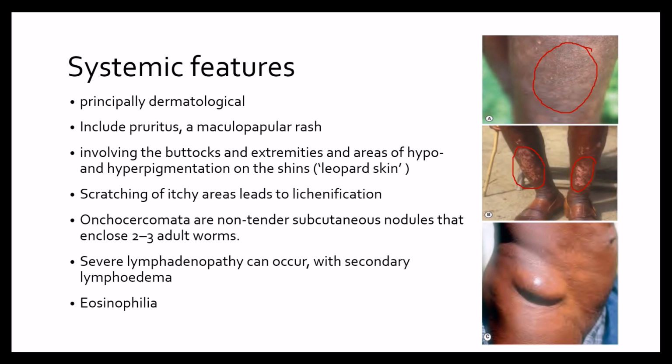Scratching of the itchy areas leads to lichenification, like thickening of the skin, and this here is an onchocercomata, which are non-tender subcutaneous nodules that enclose in them 2 to 3 adult worms. Severe lymphadenopathy can occur with secondary lymphedema, and eosinophilia is typical, as with any parasitic infection.